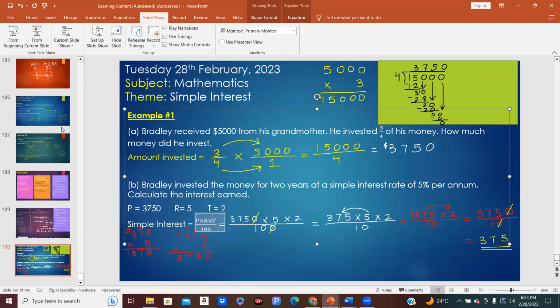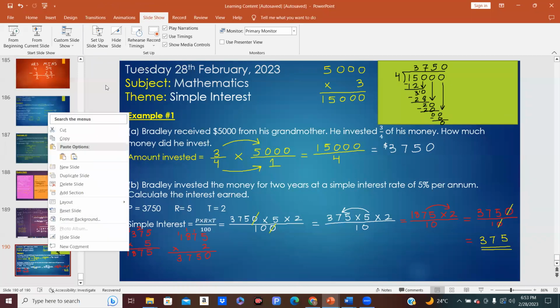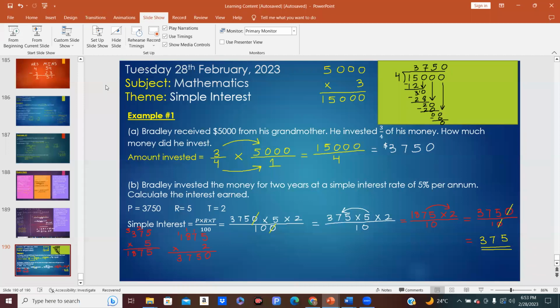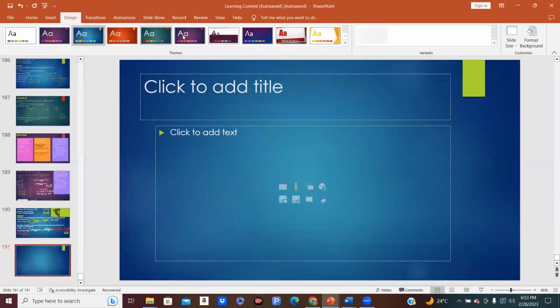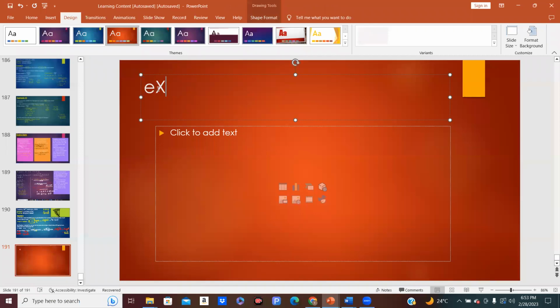So let's do another example. Very similar to this one. I'm going to change the color so we know that it's a different question. Let's use this color. So example number 2.